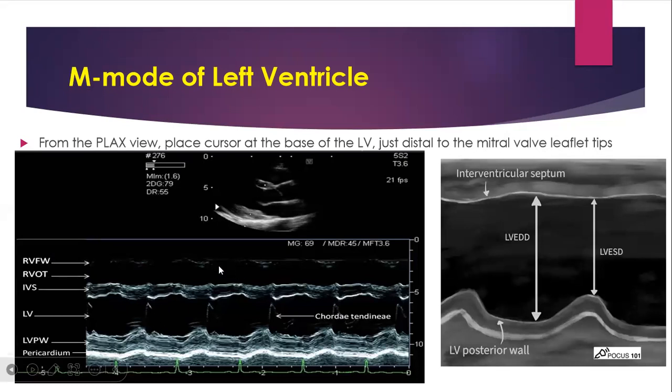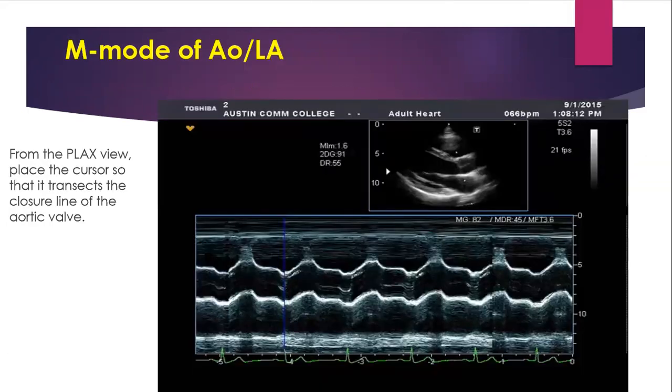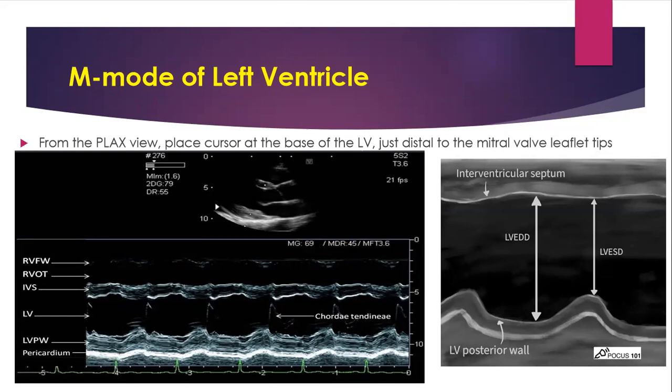On top of it, you have the left ventricular outflow, how it looks in that case. Okay, that is at the mitral valve. In this case, you put the cursor at the base of the left ventricle, just distal to the mitral valve leaflet tips, especially the posterior one. That is the tip of it. That is where you put the cursor, and then you put it in M mode.